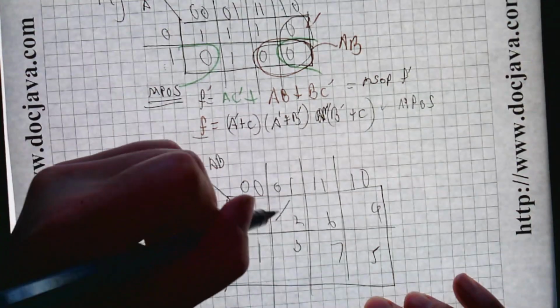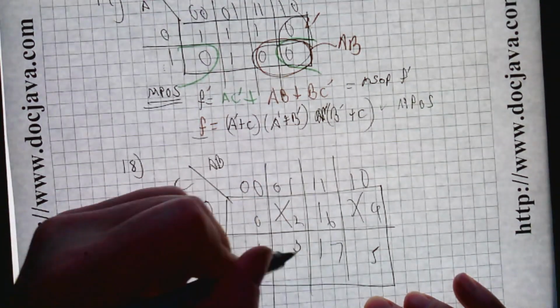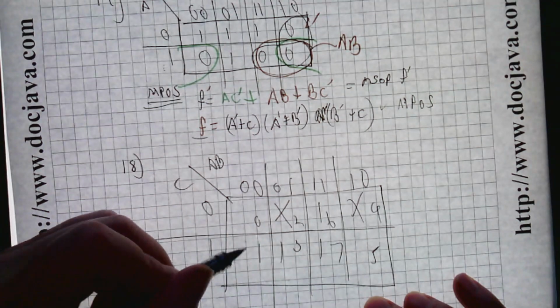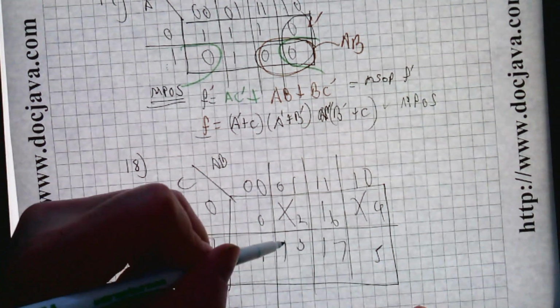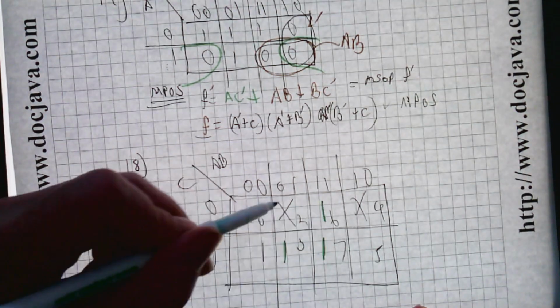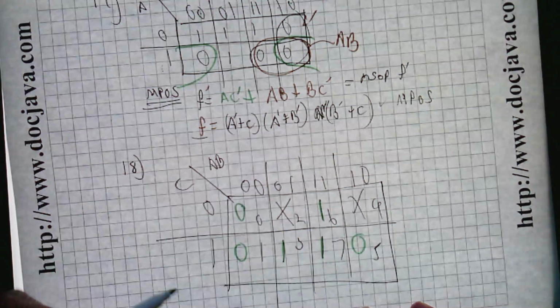So we'll make this the don't care. We'll make this the don't care. And these are all the ones. Probably ought to use a different color. These are all the ones. And then this is the zeros. The zeros. Oh, what do I loop?